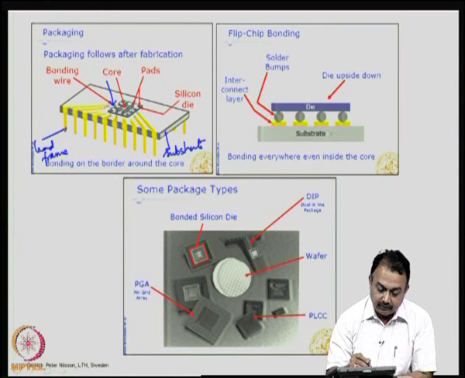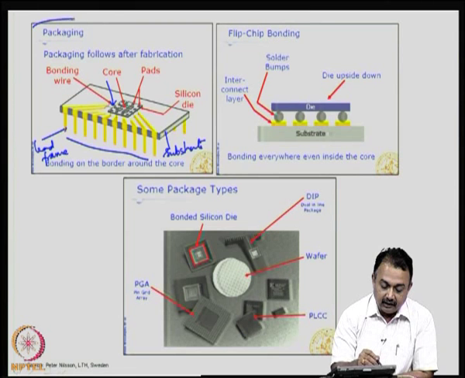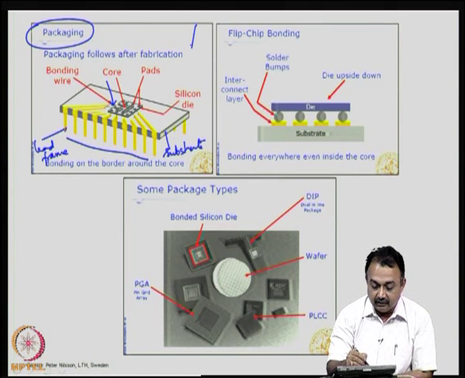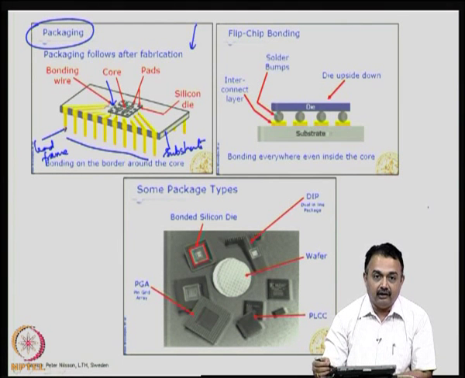So, the die is positioned at the center of the package on a frame or a substrate, then you have the bond pads visible. This is the core of the die here at the center, and then the wire bonding takes place using aluminum or gold, and then at the periphery you can see these are the lead frames. So, this is a very important aspect of packaging the die that has been fabricated. So, this is one method of packaging a die.